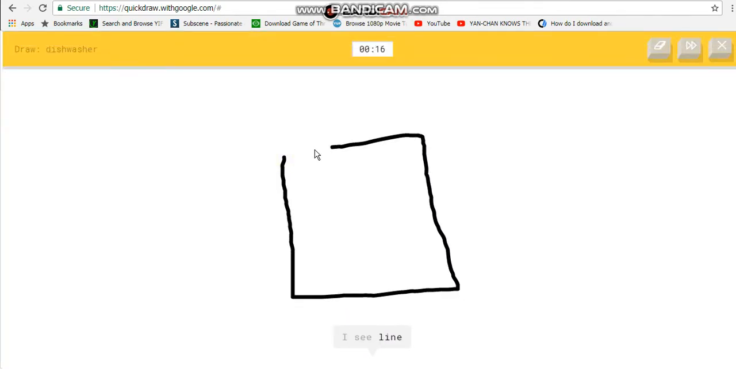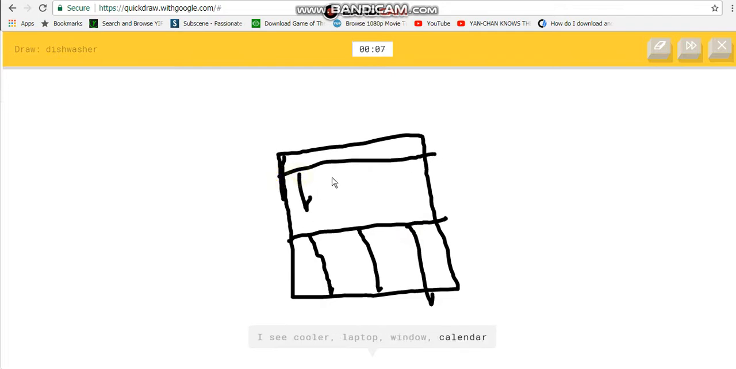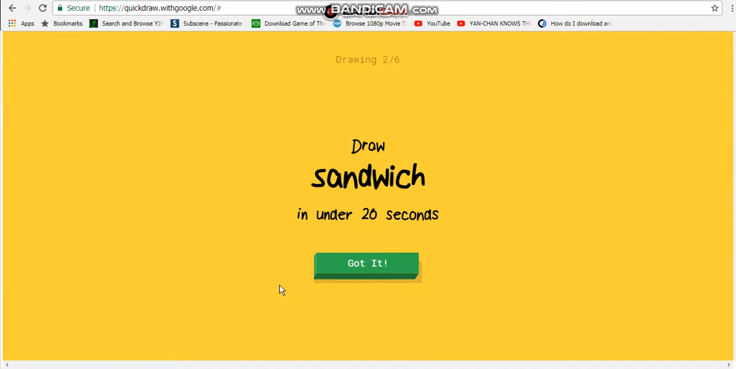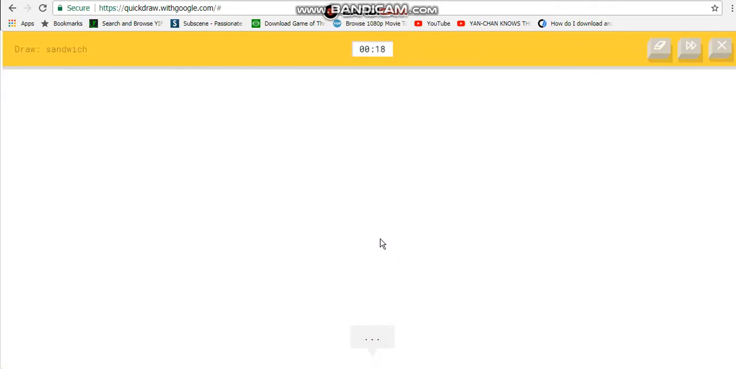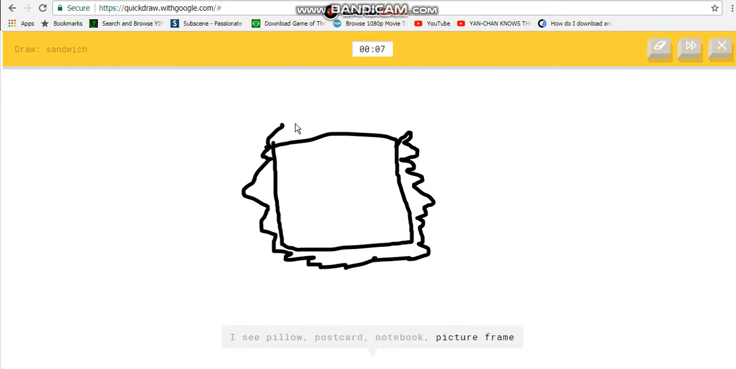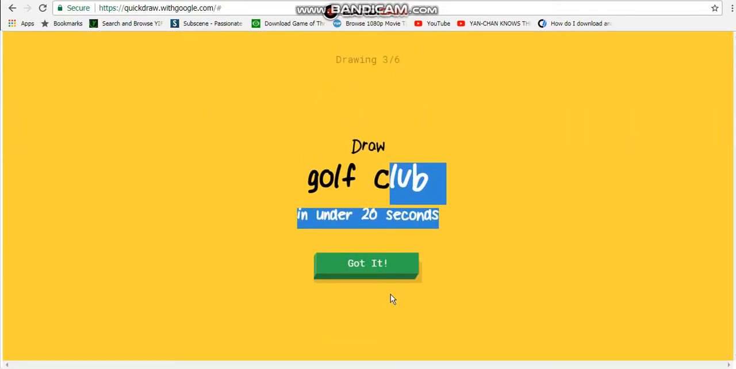I see a line or square. I see a cooler, your laptop, your window, or calendar, or oven. I'm stumped. I have no clue what you're drawing. Sorry, I couldn't guess it. I see a leg or a square. I see a pillow or a postcard or notebook or picture frame. I have no clue what you're drawing. Sorry, I couldn't guess it.